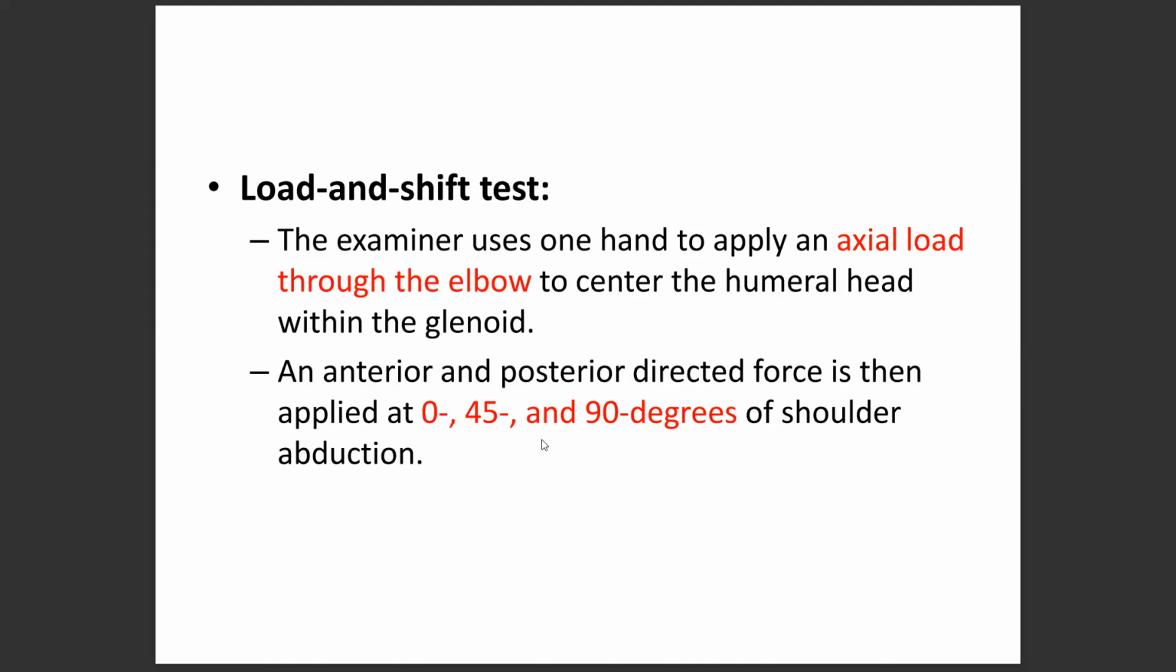Load and shift test. Here there are two concepts: one is the load and the other is the shift. The load means an axial load through the elbow to the center of the humeral head within the glenoid fossa, and then an anterior and posterior directed force is applied at different positions, including neutral 0 degrees of abduction, 45 degrees of abduction, and 90 degrees of abduction.